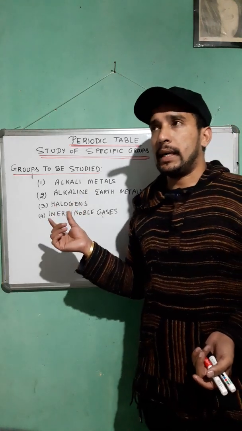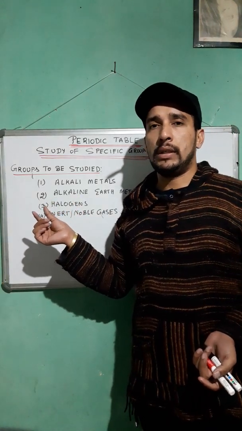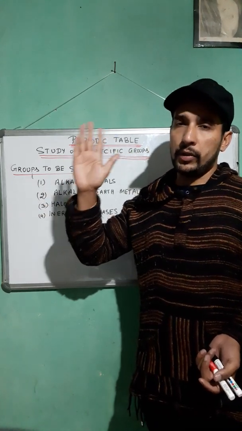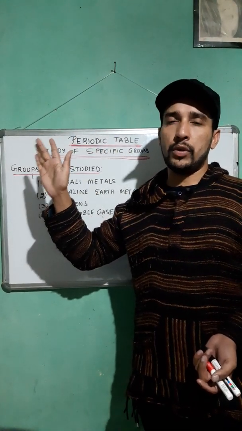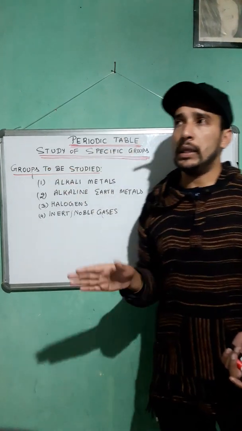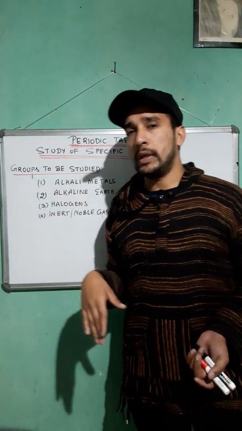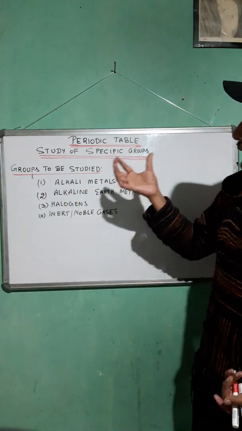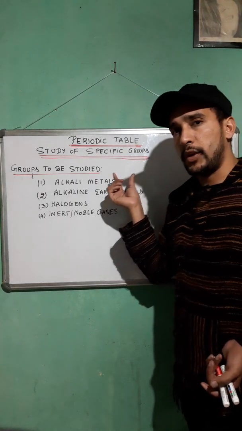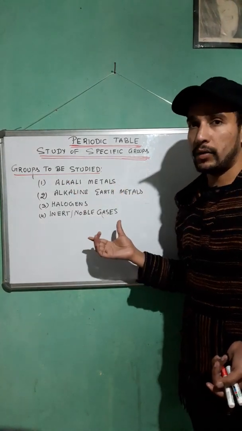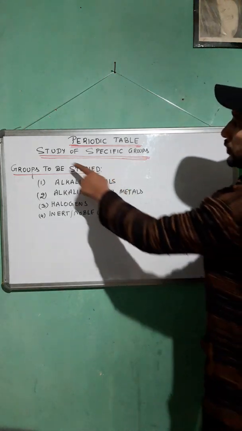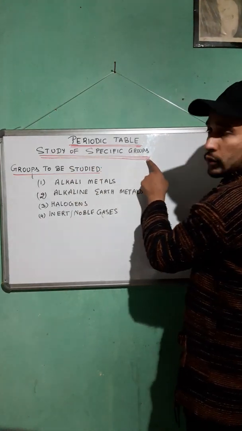In the previous class I had taught about the modern periodic table and some names of specific groups of the modern periodic table, and some periods that I had given in the fifth video. Now in today's video, let's study some specific groups of the periodic table. This is the last part of the chapter on the periodic table, the study of specific groups.